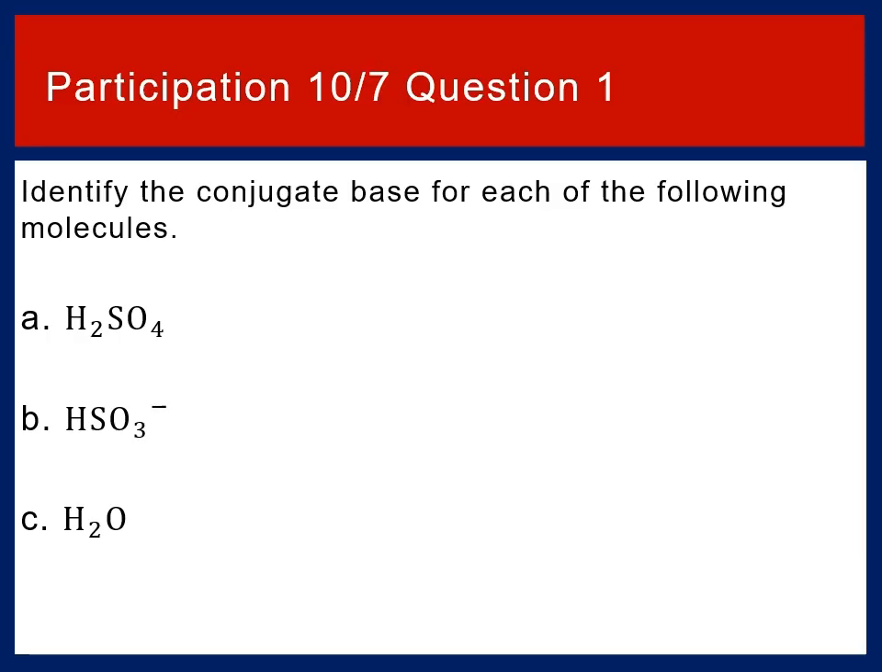Participation 10.7, question 1. Identify the conjugate base for each of the following molecules: A, H2SO4, B, HSO3 minus, and C, H2O. This is the first question on participation 10.7, due Tuesday, October 7th at 11:59 p.m. over on Blackboard. The link to the assignment is right below the links to these videos. Again, identify the conjugate base for each of the following molecules: sulfuric acid, hydrogen sulfite, and water.